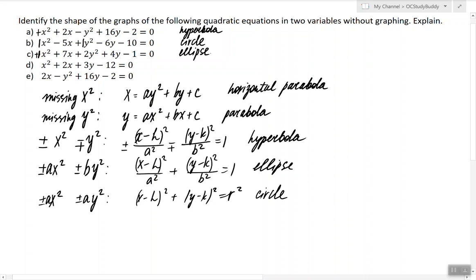In part D, we only have x squared, there is no y squared, so that's a parabola. And in the last one, we only have y squared and no x squared term, so that's a horizontal parabola. So this is how you identify the shape of the graph of a quadratic equation in two variables without graphing it.